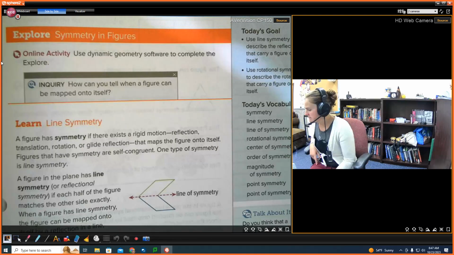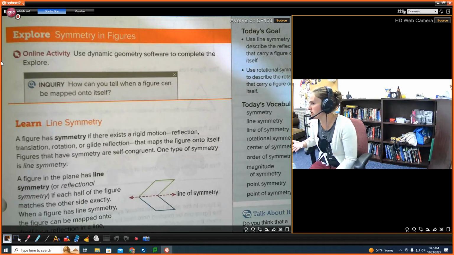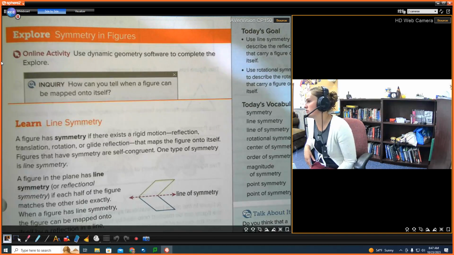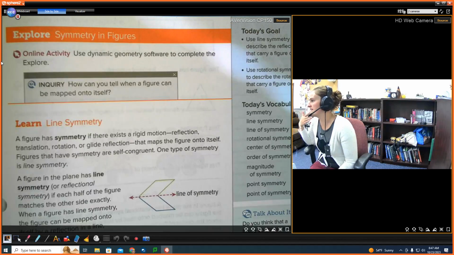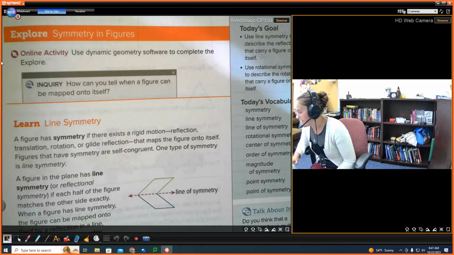A figure in a plane has line symmetry or reflectional symmetry if half of the figure matches the other side. So this is what we are most commonly used to: line symmetry. It's reflected over some axis. This is even the type of symmetry that when you look in a mirror, it's symmetric across that distance between you and the mirror, right? So this is the type of symmetry that we're used to.